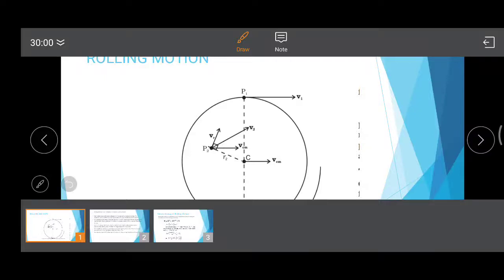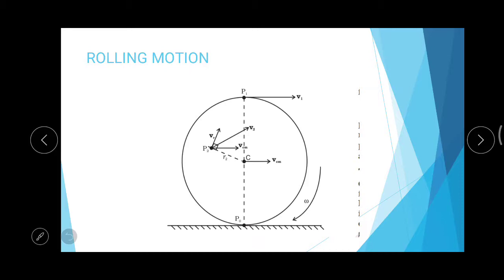Hi dear students, so let us discuss the rolling motion. In the beginning of this chapter we have already discussed that the rolling motion is the combination of translational and as well the rotational motion.